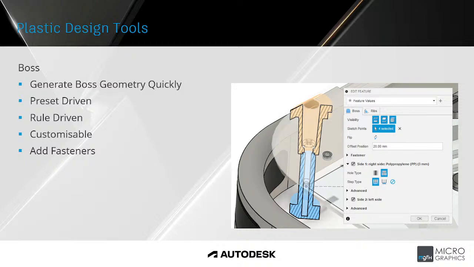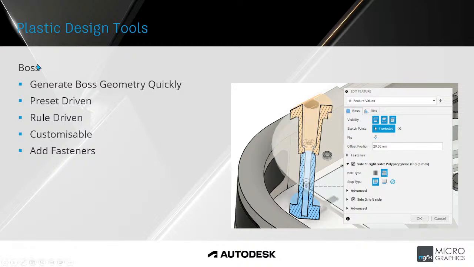So what we'll see in the plastic design tools are a couple of plastic specific geometries that can be applied to your components. So here we see the boss command.